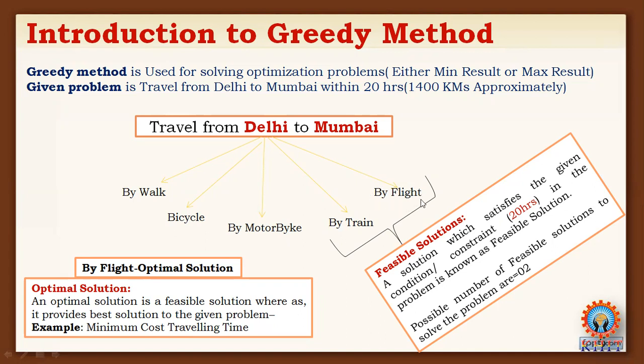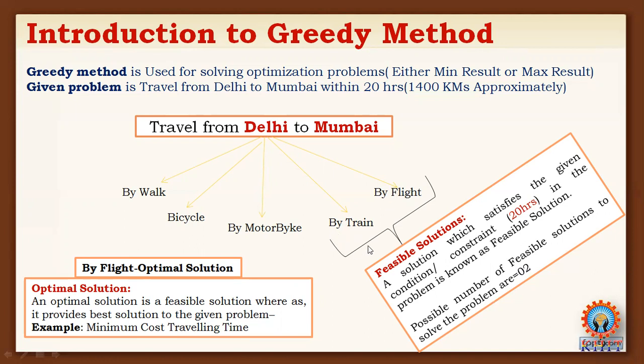Obviously, by flight you can reach Delhi to Mumbai within 1 or 2 hours. So the possibility is, if you consider by train or by flight, the person can reach from Delhi to Mumbai. So here these two choices, choice number 4 and choice number 5, are considered as feasible solutions. The number of feasible solutions to solve the problem is two. One is by train, another one is by flight.